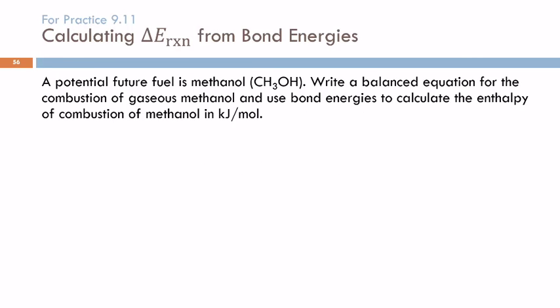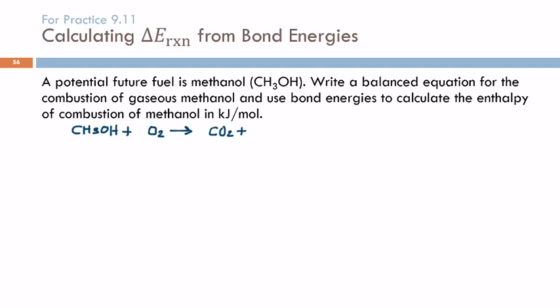Here's the example. A potential future fuel is methanol. Write a balanced equation for the combustion of gaseous methanol and use bond energies to calculate the enthalpy of combustion of methanol in kilojoules per mole. So first we have to write an equation. So methanol combusting, CH3OH. When it combusts, what does it react with? Oxygen. O2, oxygen's diatomic. What are the products? CO2. Water and CO2.